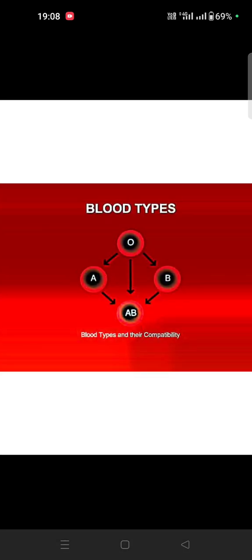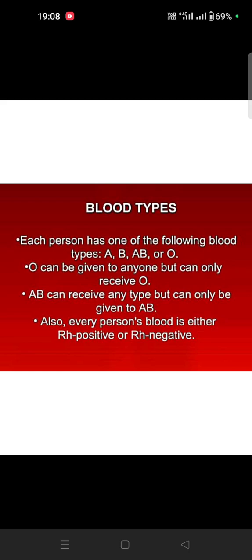Then blood types: O, A, B, AB. So there are four types, and each person has one type. O can be given to anyone, but O can only receive O. AB can receive any type, but AB can only be given to AB. Also every person's blood is either Rh positive or Rh negative.